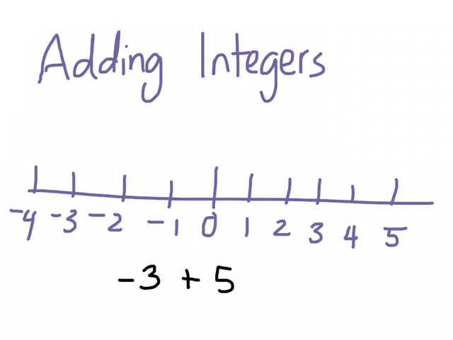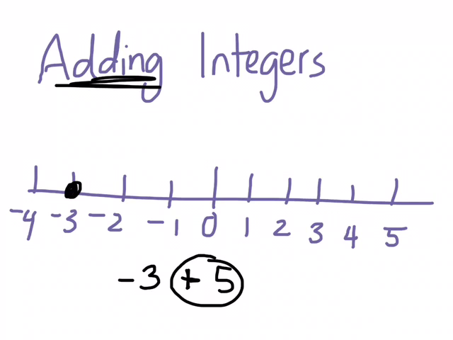So in this example, where do we start? If we're adding -3 plus 5, where would I start? What's the number that I'm starting at? Am I starting at 5 or am I starting at -3? -3, okay? Now, when we're adding positive integers, we're adding 5.